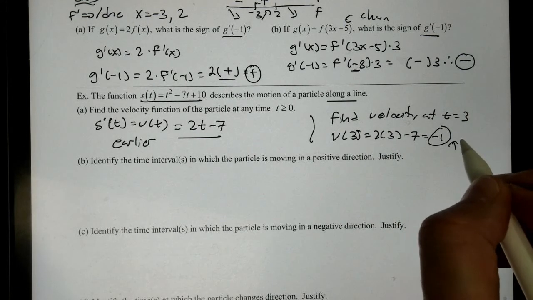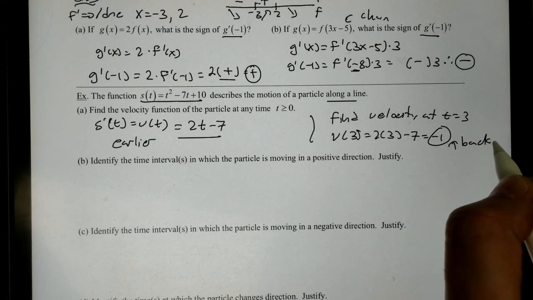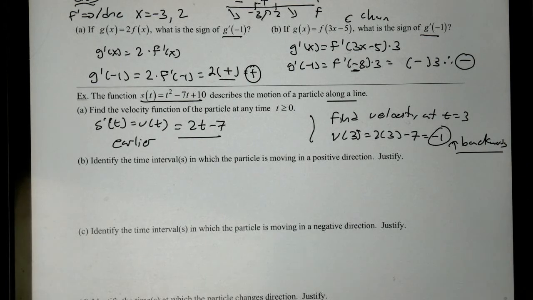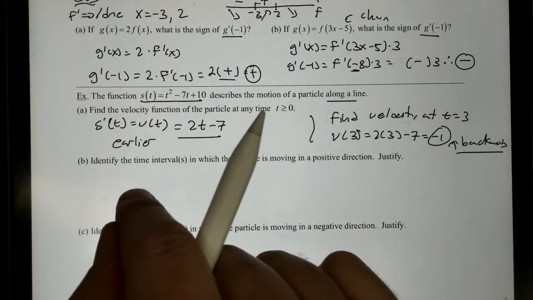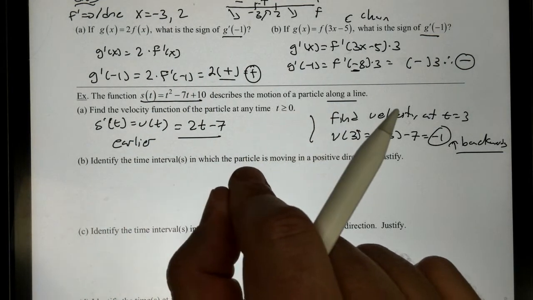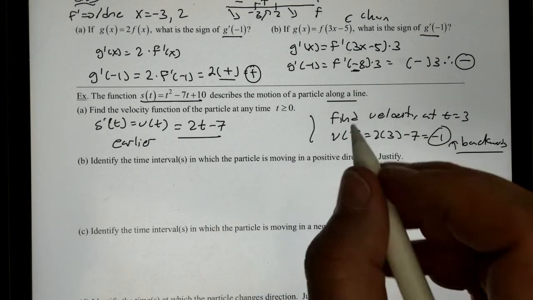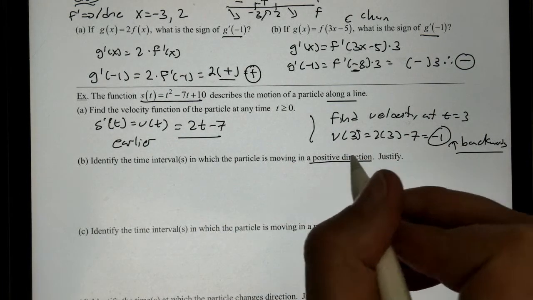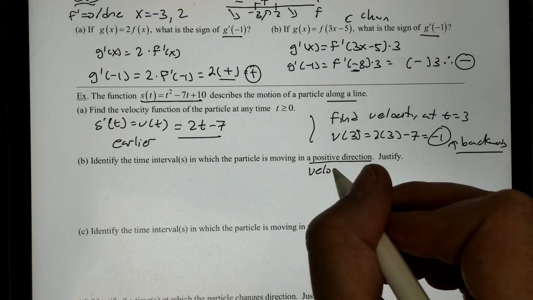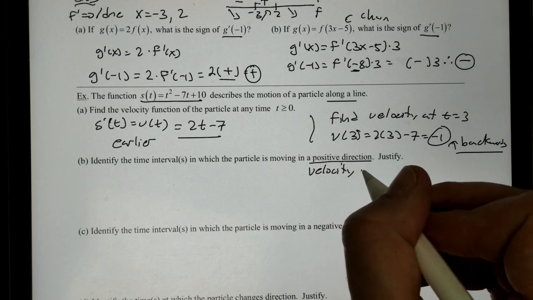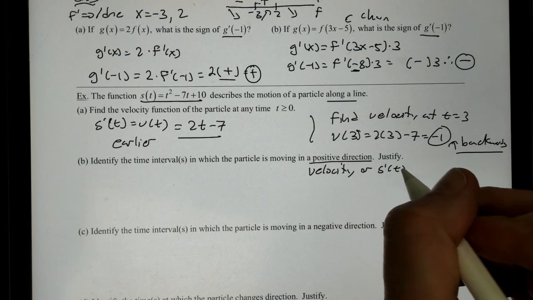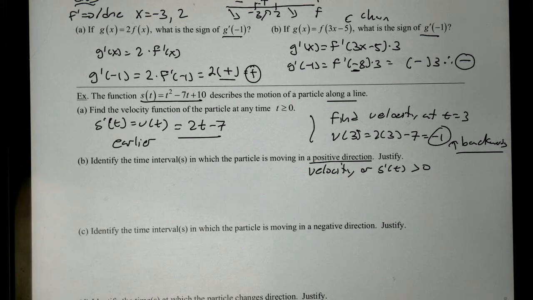That negative 1 tells us we are moving backwards. That's what a negative means for it. Velocity is just always going to give us some sort of direction. And that's what the next question is kind of telling us. Identify the times which the particle is moving in a positive direction. What they're telling us here is that the velocity, or the derivative of position, has to be greater than 0.